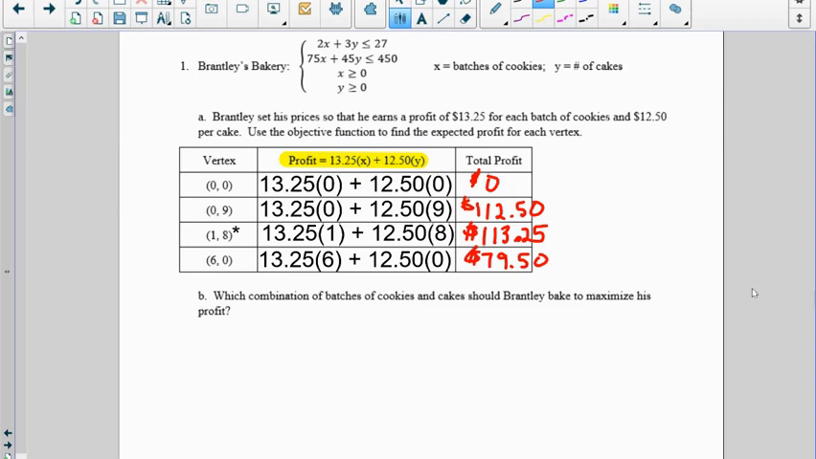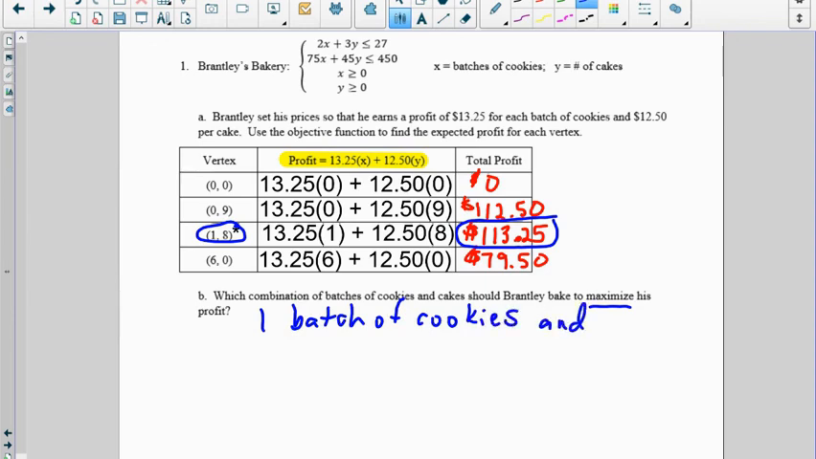So which one of these combinations is going to help him maximize his profit? In other words, which one's the biggest number? Which one's the highest value? Well, $113.25 is higher than the $112.50. So the maximum profit of $113.25 would happen when he sells, remember that this comes from (1, 8), 1 batch of cookies and 8 cakes.